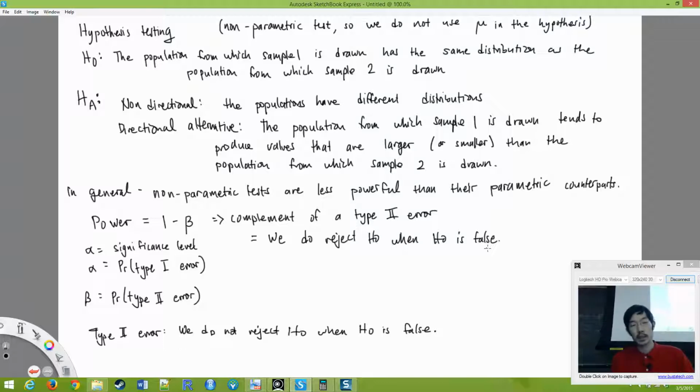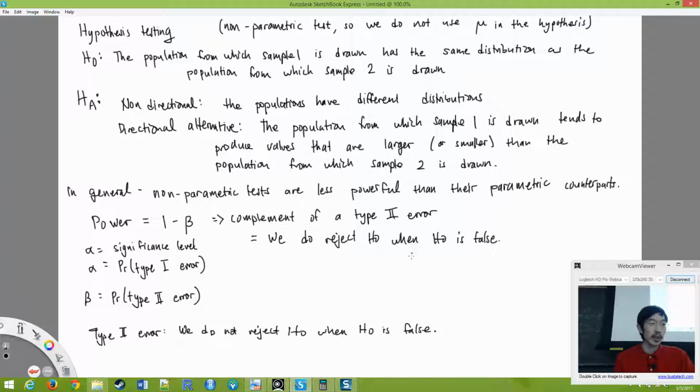So power is a good thing. High power means whenever the null is false, you have a high probability of rejecting the null. That can be accomplished by increasing your alpha or making your test better, gathering more data, or there are just properties inherent to the test. And so when I say in general non-parametric tests are less powerful than their parametric counterparts, just imagine two scenarios.